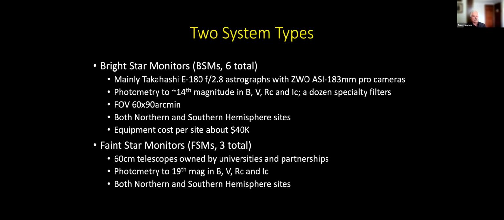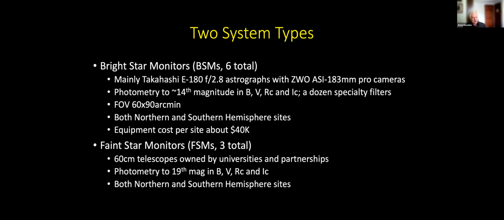There are 2 different types of telescopes in the network. There's a bunch of small telescopes, sort of 7 to 8 inch aperture, mostly Takahashi E180 astrographs. They're very nice telescopes. They give a very wide field of view. You can go down to sort of 14th magnitude in a variety of filters, not only Johnson Cousins, but Sloan and H alpha and a number of others. Even though they're small, they're still expensive telescopes. The typical equipment cost per site is about $40,000 if you went out and tried to buy this equipment brand new.